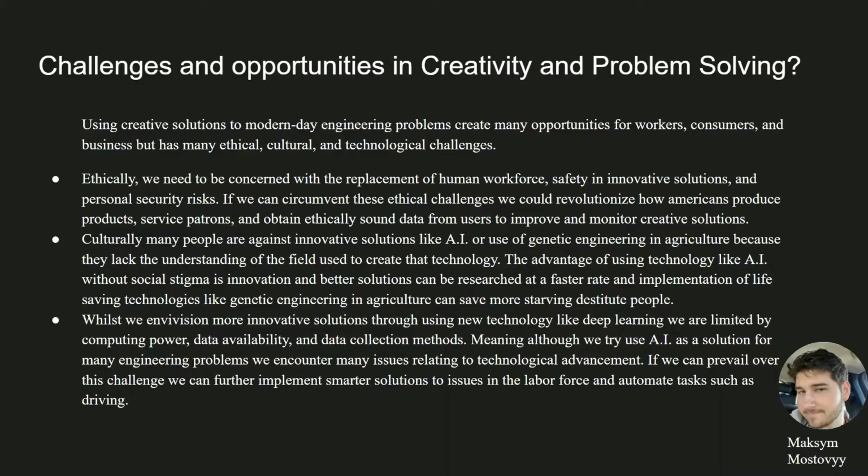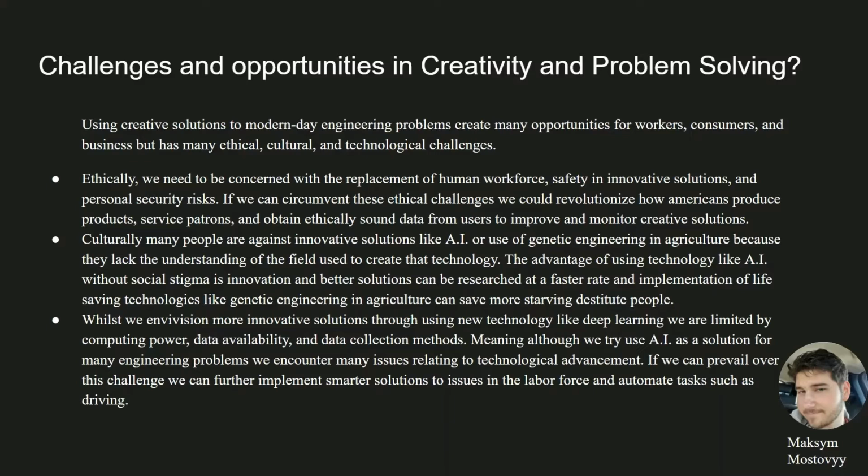Another challenge is cultural. Many people are against innovative solutions like AI, and it's obvious why, right? Or the usage of genetic engineering in agriculture, because they lack the understanding of the field that is used to create the technology. The advantage of technology like AI without social stigma is innovation. We can have better solutions that will be researched at a faster rate, and implementation of life-saving technologies like genetic engineering in agriculture can save more starving and destitute people as well.